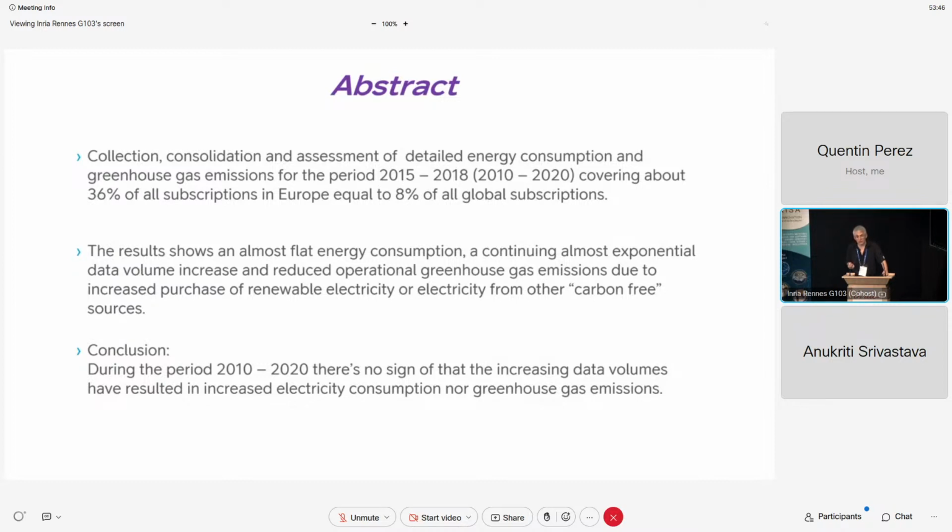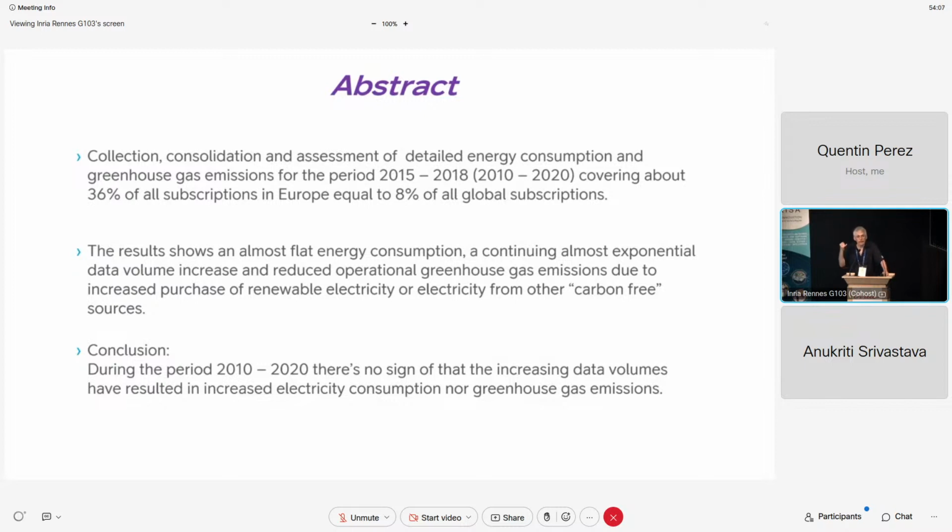And now in this study, we are also able to name them. So you know which operators have been collected, where data comes from. However, it's aggregated, so we are not allowed to reveal individual figures, but there are some individual figures as well picked up from the annual reports. I will come to that further on.